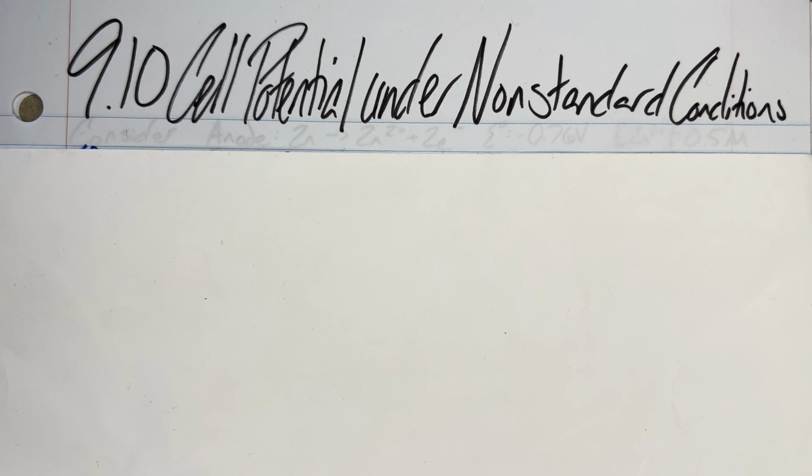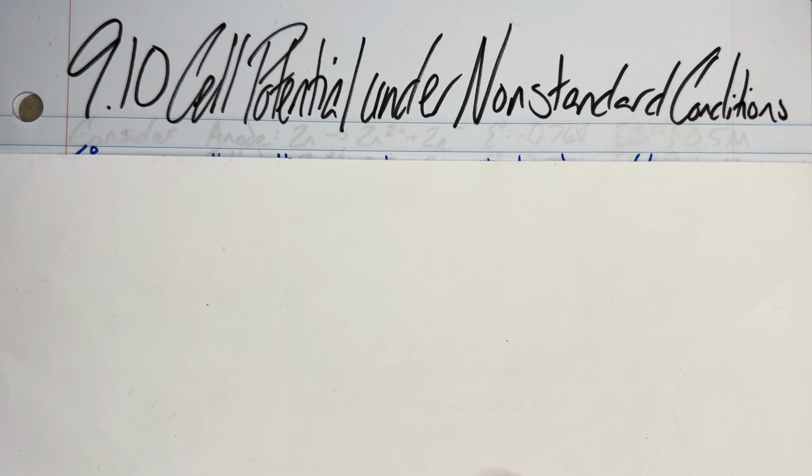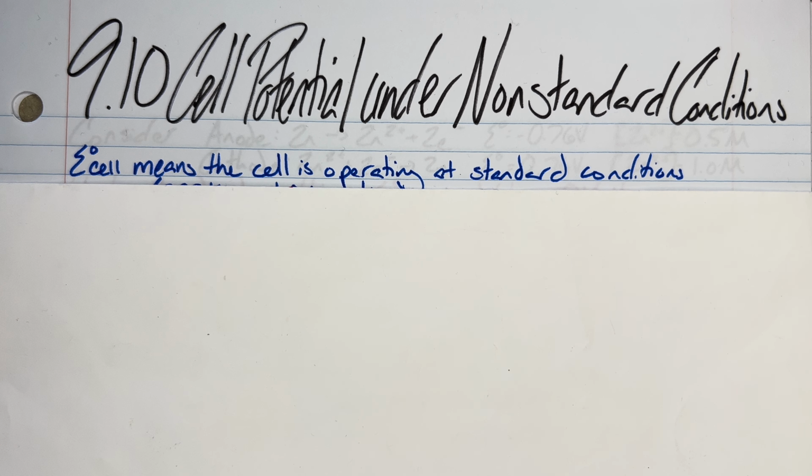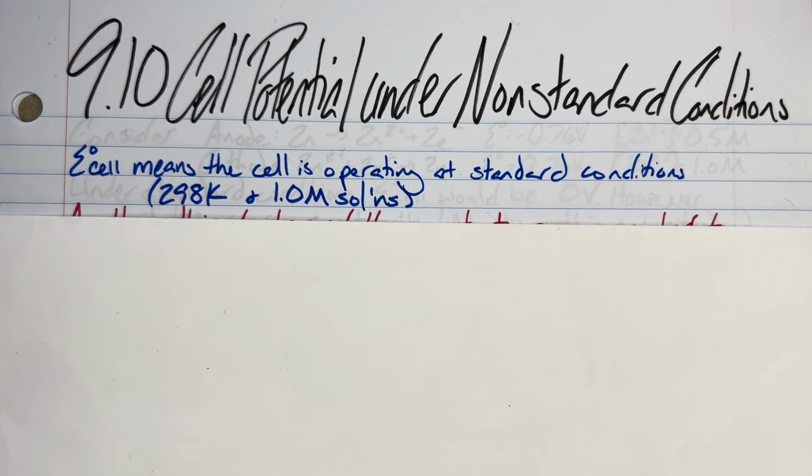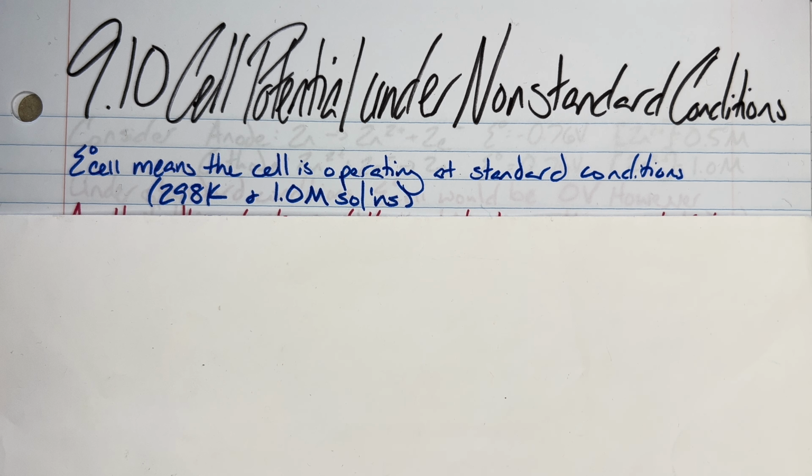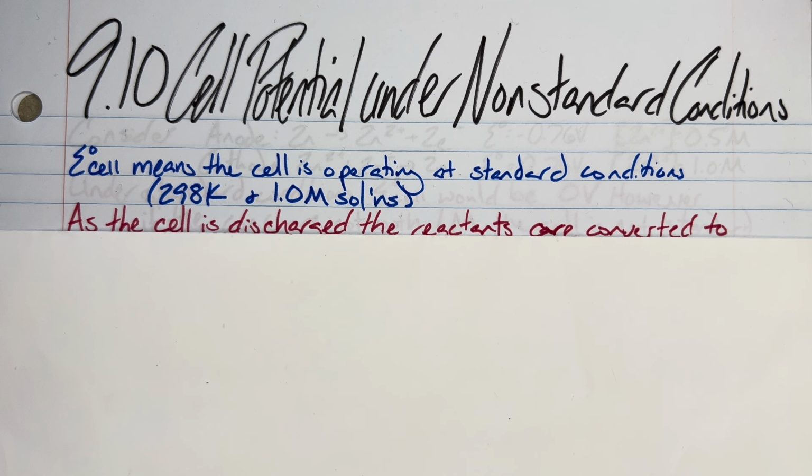AP Chemistry, Unit 9.10, Cell Potential under Non-Standard Conditions. So E0 of cell is the cell being operated under standard conditions, which means that the cell is at 298 Kelvin, which is 25 degrees Celsius, approximately room temperature, and we have 1 molar solutions.